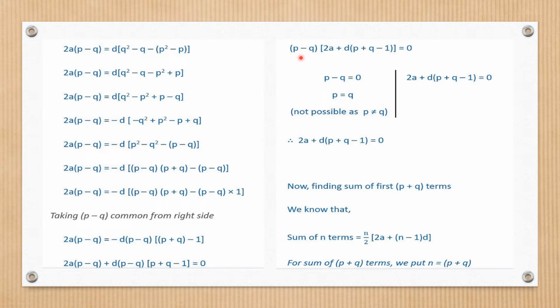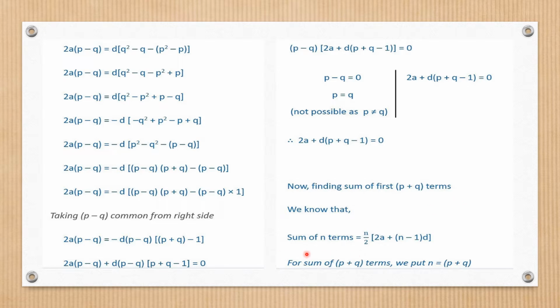Then p minus q is common and inside it becomes 2a plus d(p plus q minus 1). Okay, 2a plus d and this thing equal to 0. Now the product of two terms is 0. Either this is 0 or this is 0. So when this is 0, p is equal to q, which is not possible because p is not equal to q. It is given. Okay, and here this is equal to 0. This condition comes.